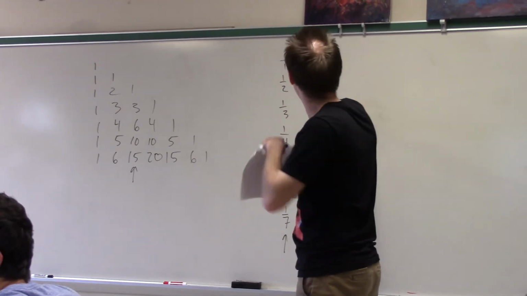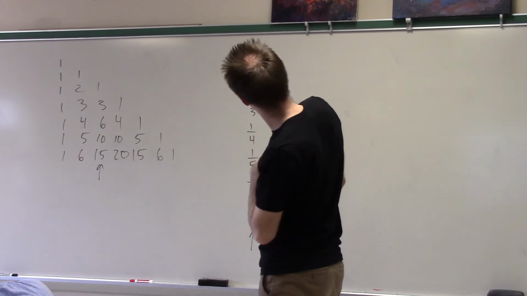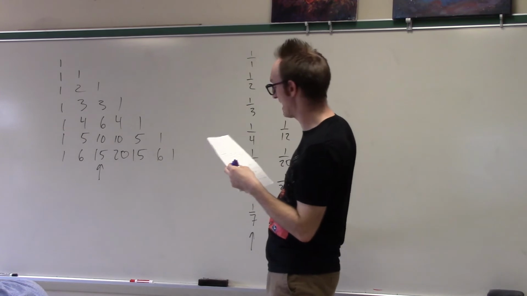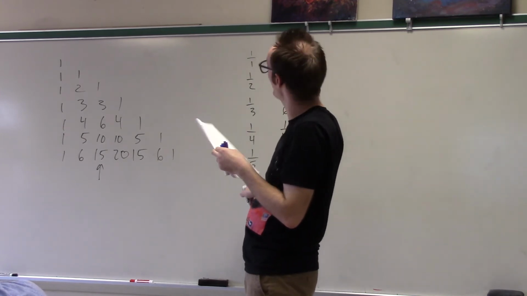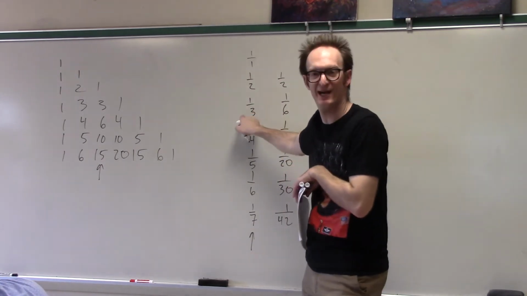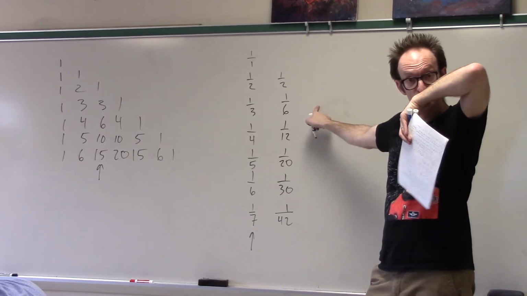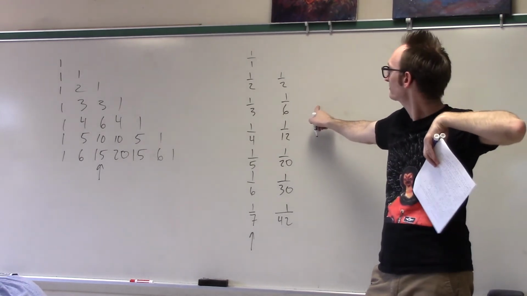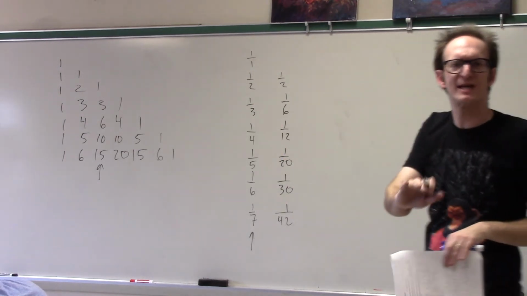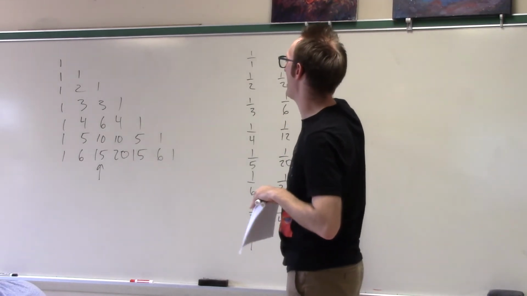Column 3 of the harmonic triangle is formed by dividing column 1 of the harmonic triangle by column 3 of Pascal's triangle. So I just start here. Okay, good. So I start with 1/3, and I just do 1/3 divided by 1.